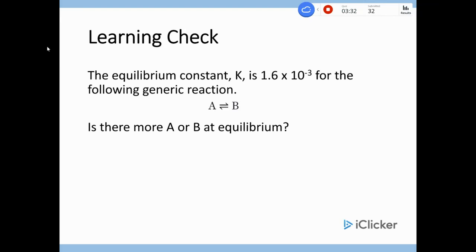Yeah, so it might be helpful to write out the expression like K equals the concentration of B over the concentration of A. So then that ratio B over A is equal to this value. So does that tell you if A is larger? It's 10 to the negative 3, so, yeah.